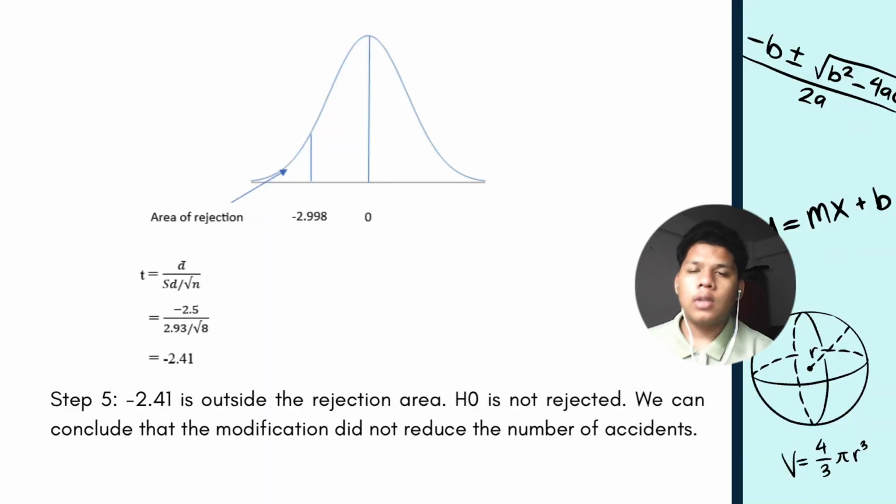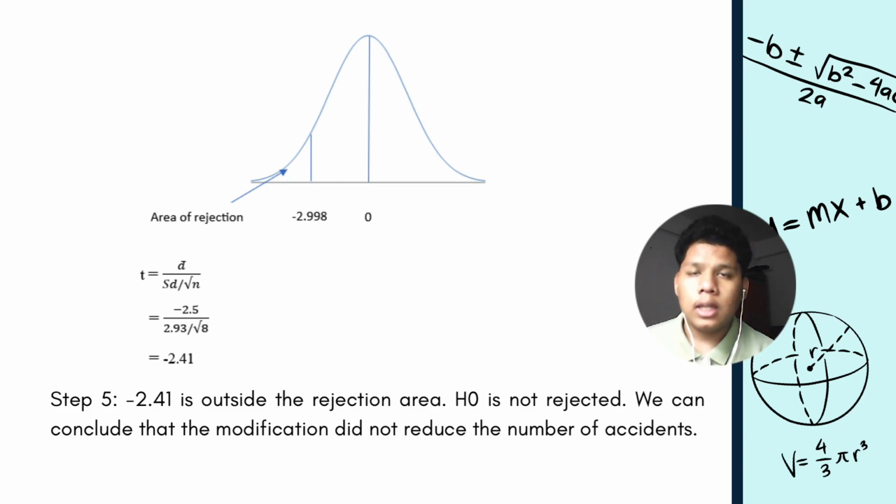Now, after we had found the critical value for this particular question, we can sketch the normal distribution diagram. So the critical value, which is minus 2.998, will be on the left hand side of the normal distribution diagram. And we can determine the area of rejection, which is the left side of the critical value.